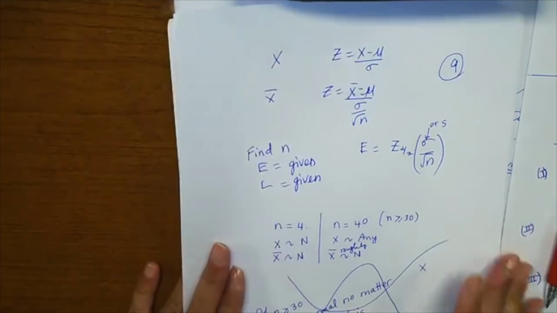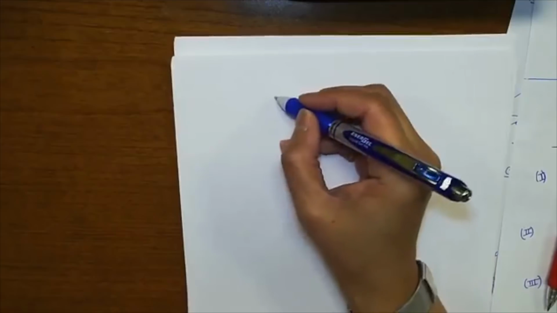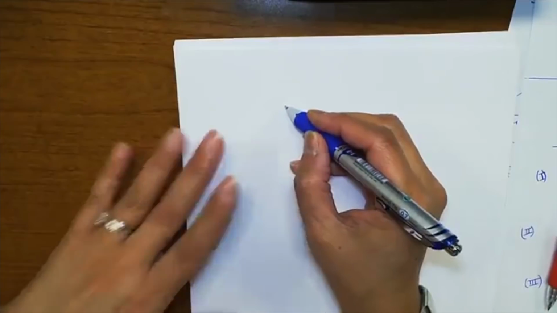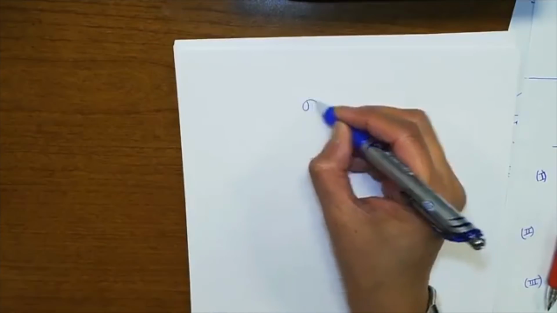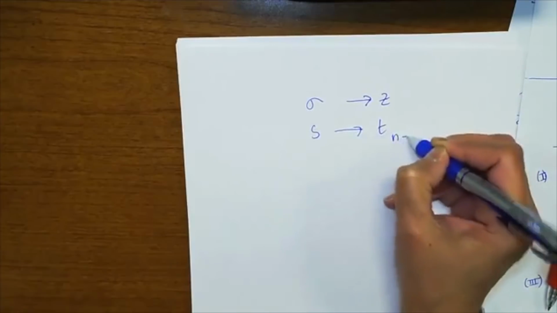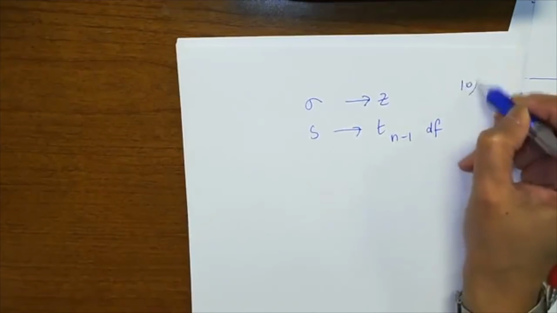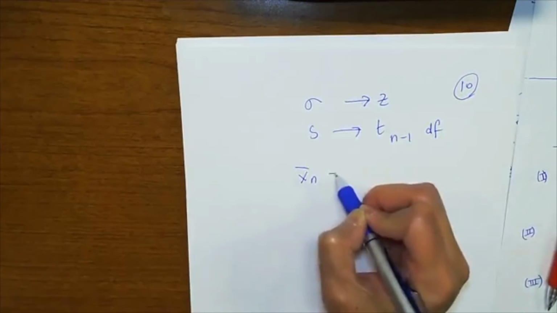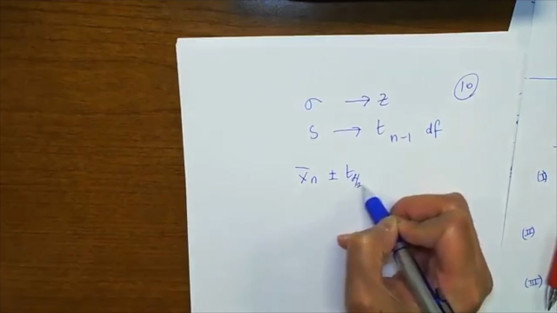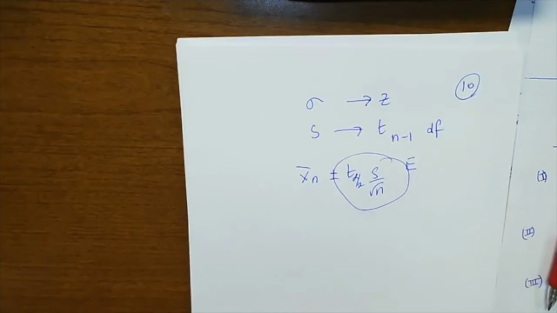Okay. So then, confidence interval, then there's the t distribution, right? So how do you know if you use z or t? If they give you sigma, you use z. If they give you s, you use t with n minus 1 degrees of freedom. So there's another confidence interval formula, right? x bar plus or minus t alpha over 2 times s over root n. Again, that's called E, right?